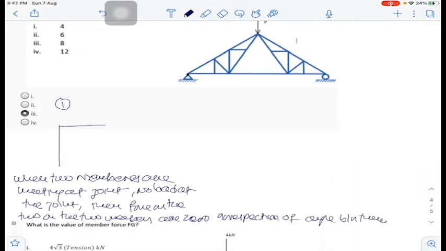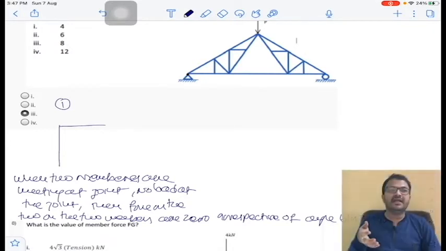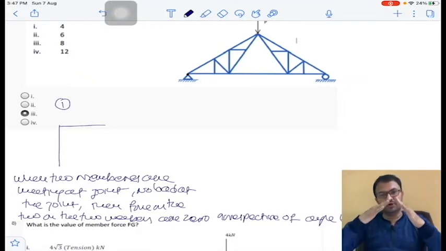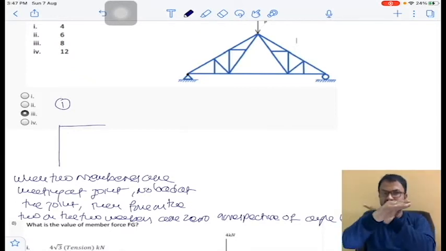So I'll dictate. When two members are meeting at any joint and there is no load acting on the joint, then force on the two members is 0. For example, two members are meeting. Whatever be the inclination, either they may be horizontal or inclined, irrespective of these angles, the force on this member is 0, the force on this member is also 0. Okay, this is the principle when there are two members.